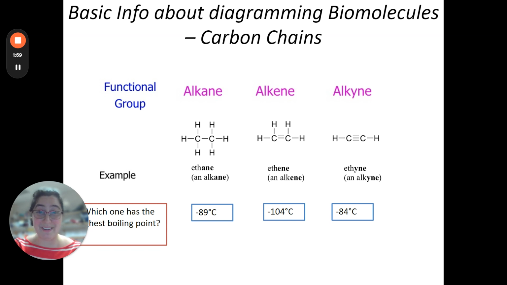So, turns out here that alkane and alkyne are pretty similar. Alkane has more atoms, so more London forces, but alkyne has that nice linear shape, which means they can stack really close together. And if you remember your particle theory, when particles stack closer together, they're more solid.